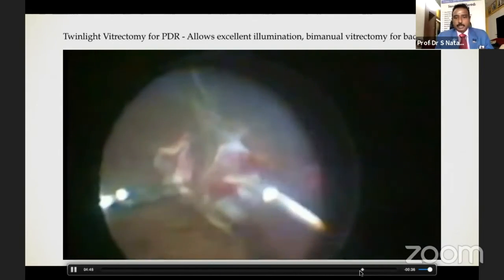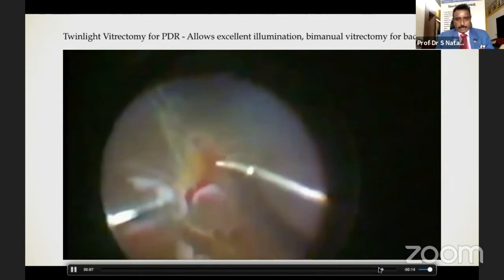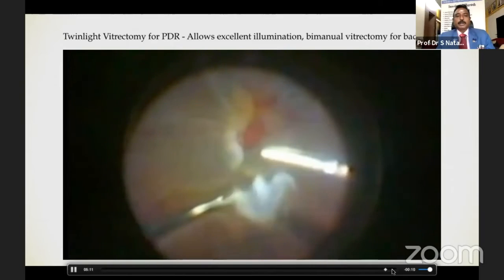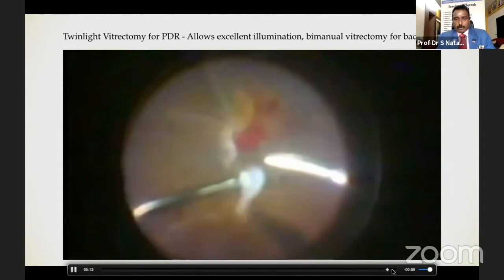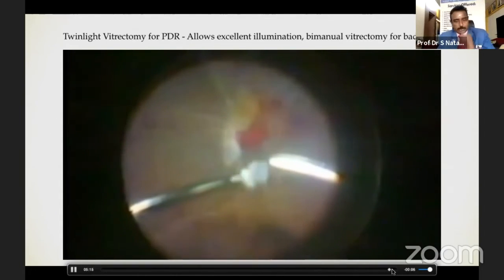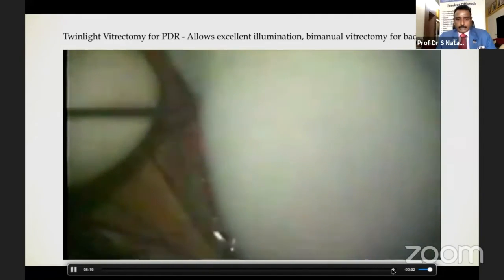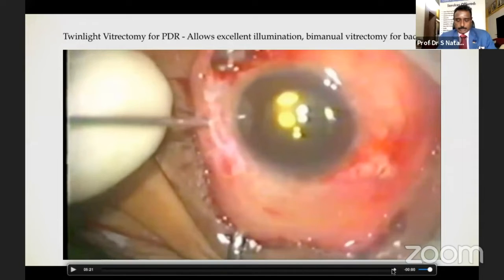Here you see the membranes are being removed, and most of the membrane is removed, and then you can use a PFCL and an endolaser, PFCL air exchange. And many times in these sort of eyes, when the retina has been lifted for long, I prefer using the PFCL to flatten the retina, do the endolaser, and then do the air oil exchange.